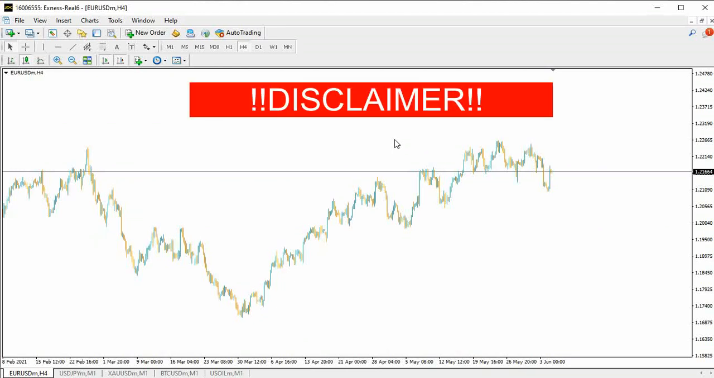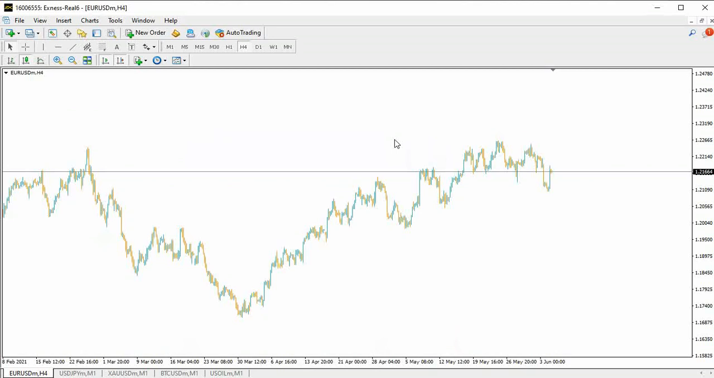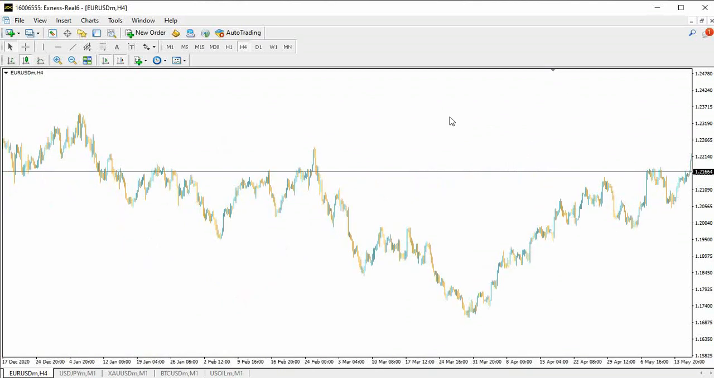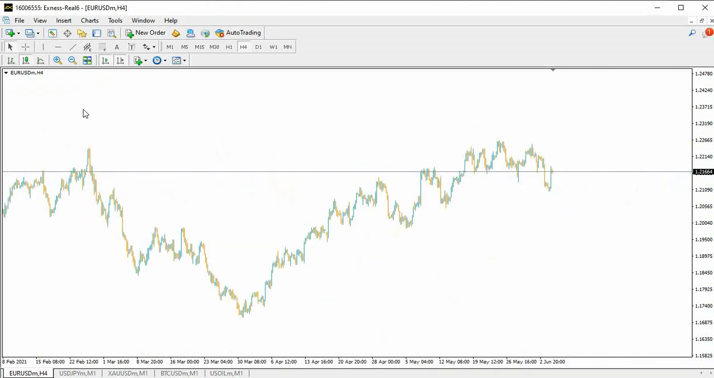And just a disclaimer guys, this is not my actual strategy. This is just a few steps on how to make your analysis simpler and much more effective. So we're gonna take a look at this first pair, which is EURUSD. So what do we have here?